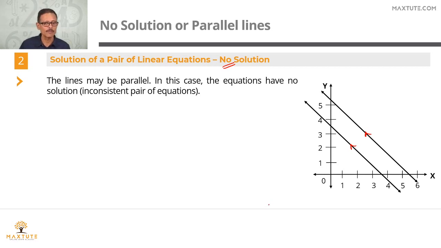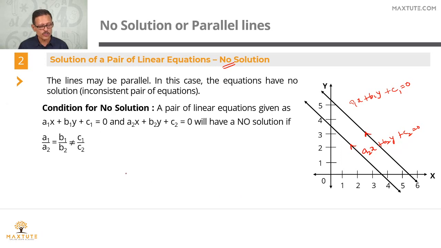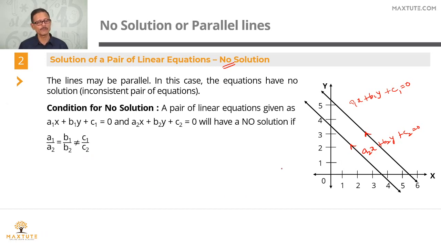When is that going to happen? Equations are a1x plus b1y plus c1 equals 0. Second one is a2x plus b2y plus c2 equals 0. For a pair of linear equations which are parallel, what condition needs to be satisfied so that they have no solution? a1 by a2 should be equal to b1 by b2, and that should not be equal to c1 by c2. Here, let me pick an example to illustrate this.